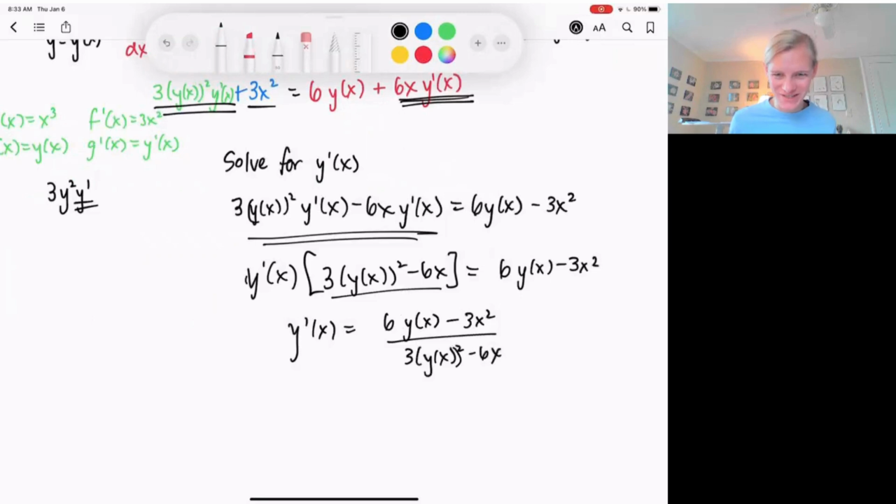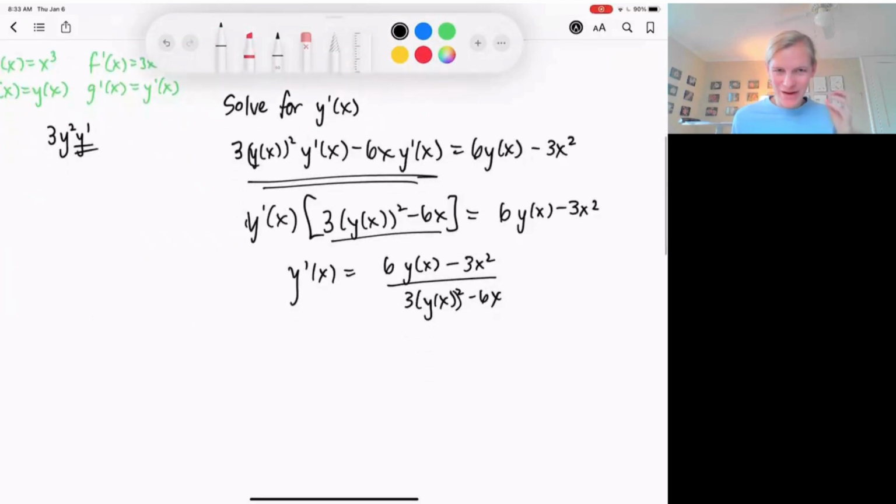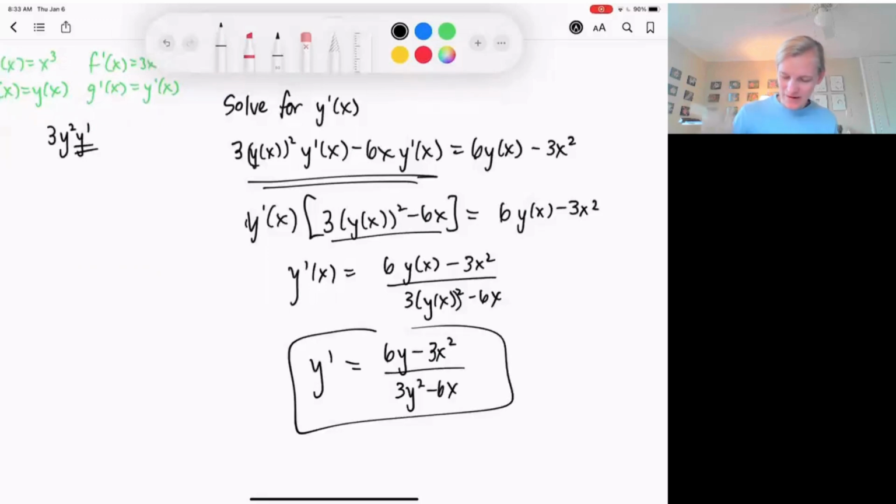Okay, and I've actually finished. I'm going to go ahead at this step and replace all that y of x just with y because that was what we originally had. So I get y prime is 6y minus 3x squared over 3y squared minus 6x. And that is my answer. It's okay that my answer has x's and y's in it. Okay, we'll do one more example. And if you need help understanding this in class, we'll do lots of examples.